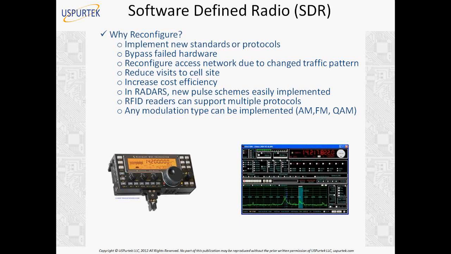You can reconfigure the access network due to changing traffic patterns. So you could redeploy your resources on the base station for peak traffic or for low traffic. Like at midnight in a specific location, traffic is very low. The same resources could be used for something else. So you could reduce visits to the cell site because of the software part in this. Many things can be done remotely, so the visits to the cell site are reduced. More cost savings.